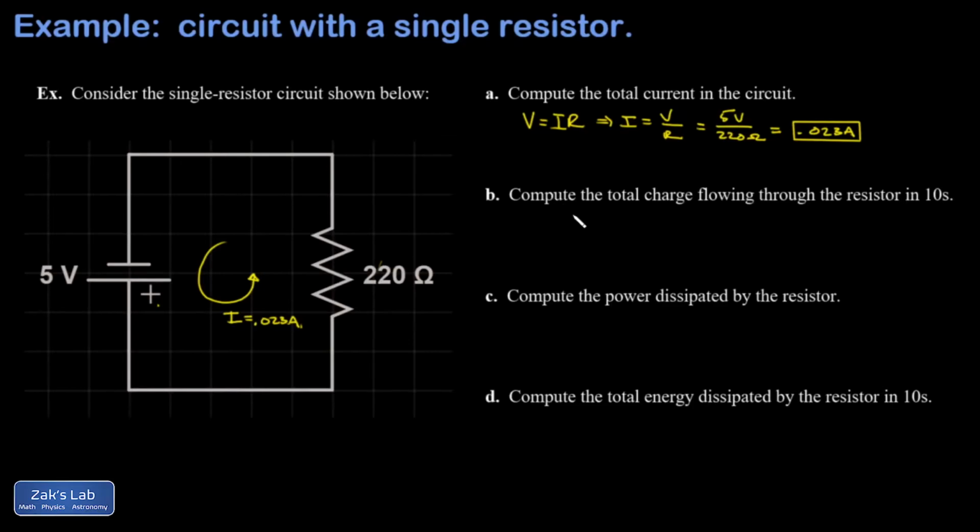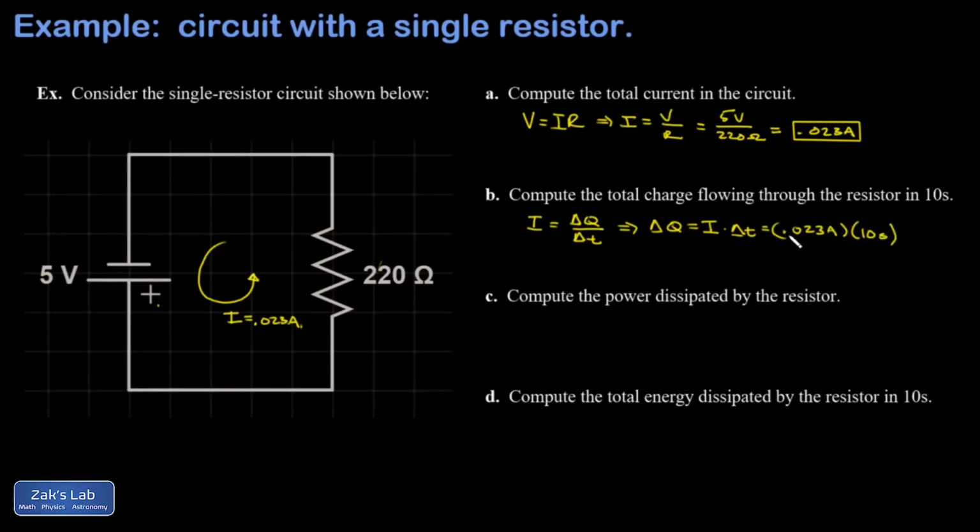Then I'm asked to get the total charge flowing through the resistor in 10 seconds. So this goes back to the definition of current. That's the rate of charge flow, so delta Q over delta T. And you can always turn this around to find the total amount of charge that's flowed, provided the current is constant, by taking I times delta T. So that's 0.023 amps multiplied by 10 seconds.